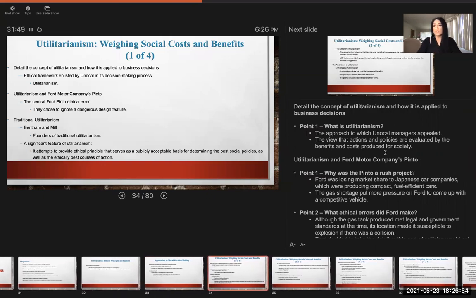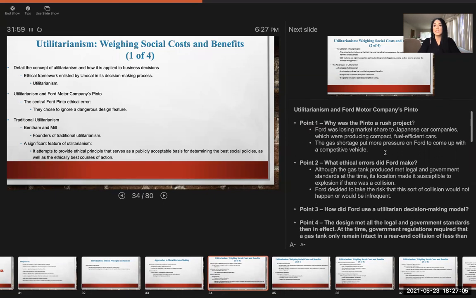So let's talk about utilitarianism. What is it? The approach to which Unocal's managers appealed. The view that actions and policies are evaluated by the benefits and costs they produce for society. Then we look at utilitarianism in the Ford Motor Company Pinto. Why was Pinto a rush project? Ford was losing market share to Japanese car companies, which were producing compact, fuel-efficient cars. The gas shortage put more pressure on Ford to come up with a competitive vehicle.